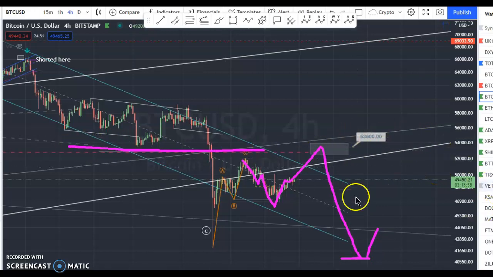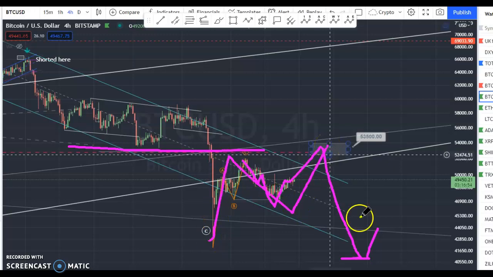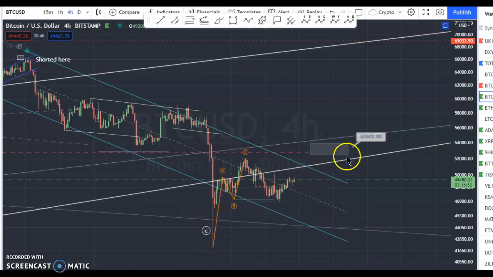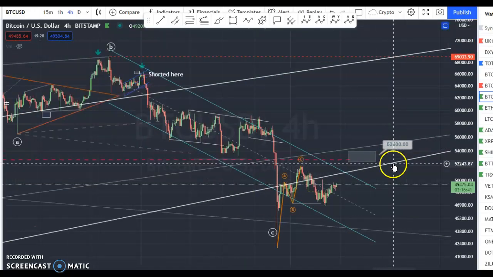That's where our last lows were. It's also the nice structure of this being a bigger WXY or ABC, and that will give us an area for me to close some of my longs, and I'll probably start going into more short positions so I can play the bear market down.